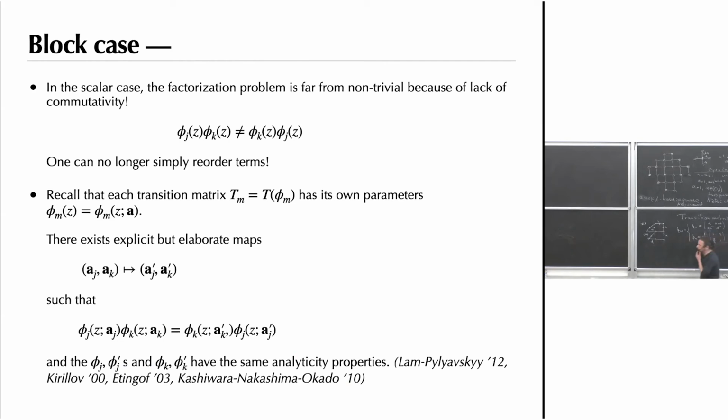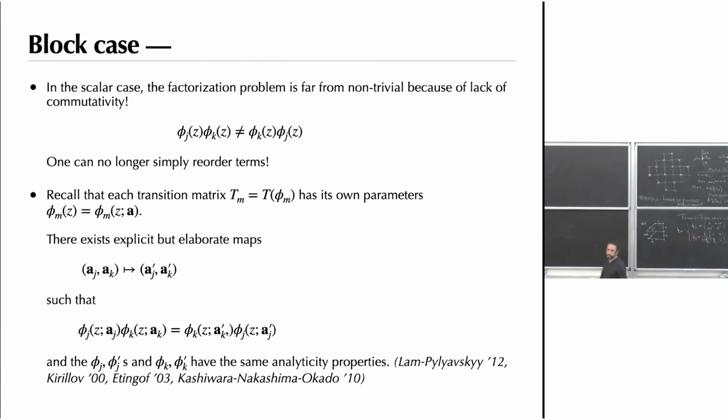Well, the next best thing that you can do is that all these matrices depend on parameters. If I want to change the order of these matrices, I can, but then I have to update the parameters. The parameters change in a very non-trivial way, but you can still write down some formulas for that. This is a birational map, and I learned this from the paper by Lam and Pylyavskyy, but I think it was known before.